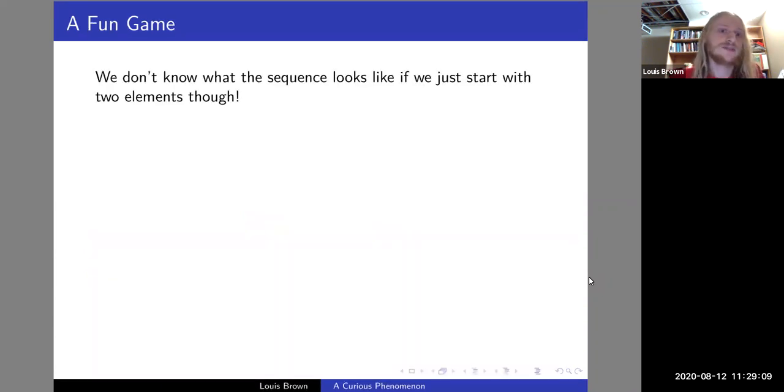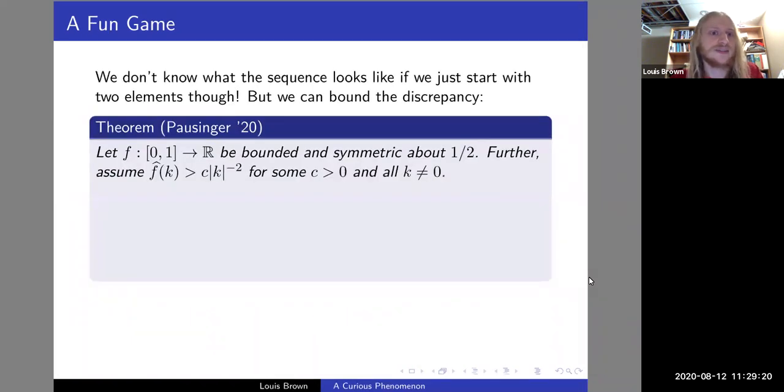But even if we just start with 2 elements, we don't know what the sequence will look like. But we can do some analysis on it to bound the discrepancy. So here's another theorem from Posinger, which says that if f is bounded and symmetric about 1/2, and further we have this quantitative positive definite condition, which is that the Fourier coefficients are at least c over k squared for all non-zero k and some positive c.